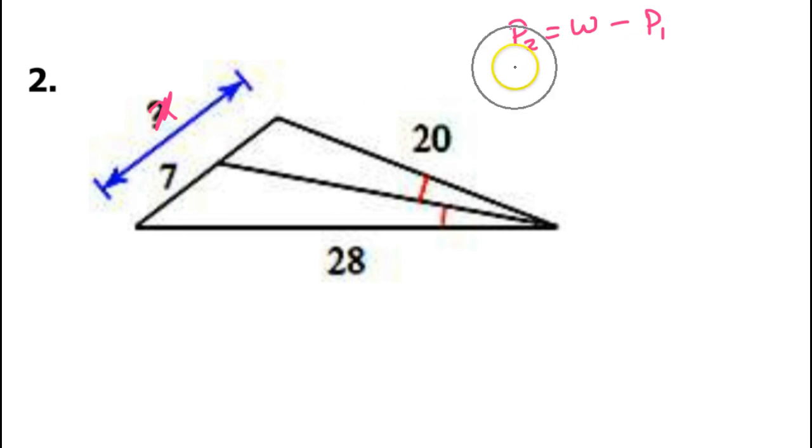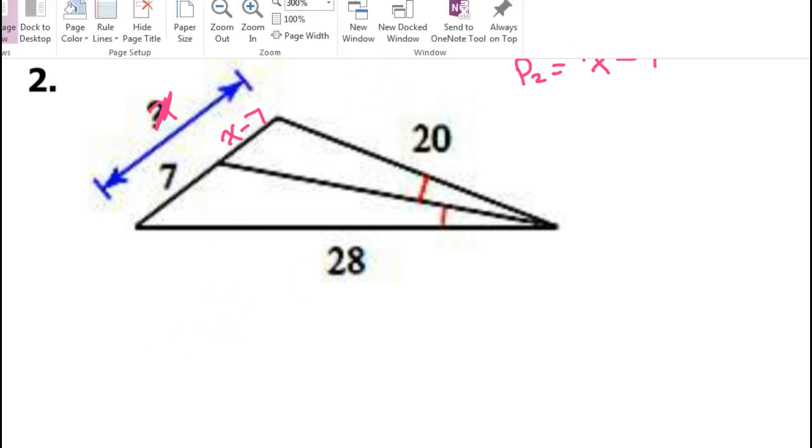Okay, so in this case, that means that part 2 is going to be x minus 7. The missing part is going to be the whole thing minus the part that we already have. So it's going to be x minus 7. Alright, so now I can go ahead and do the angle bisector theorem.